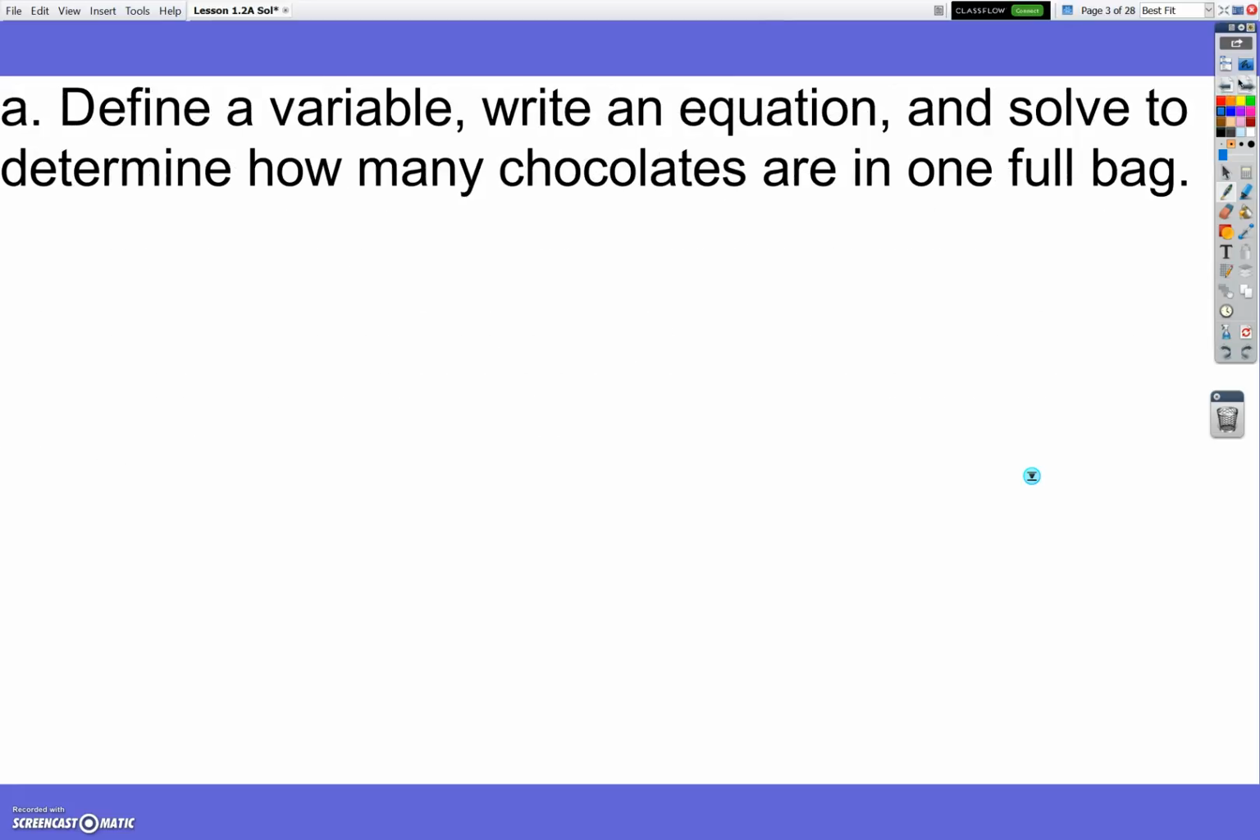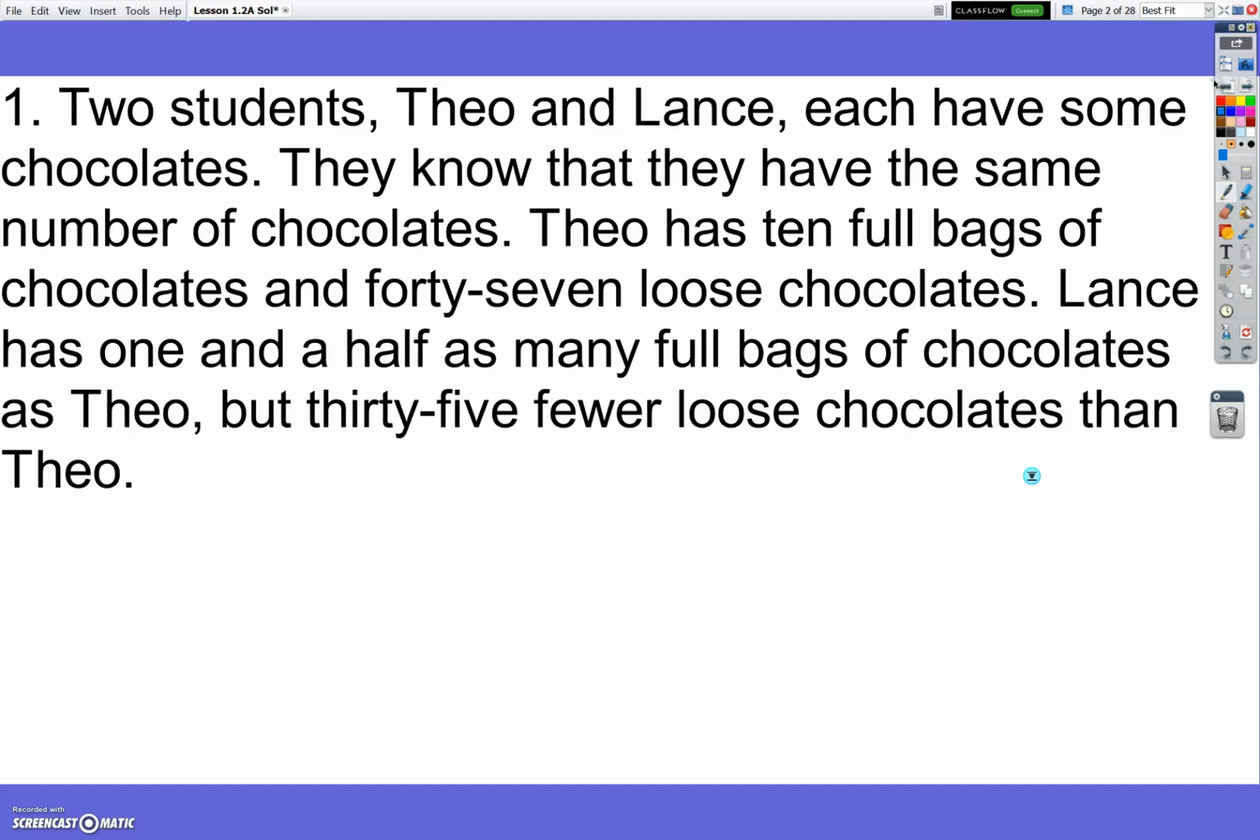Alright, so let's go ahead and look at what this is saying. So it's basically saying each people have a certain amount of bags of chocolate. We don't know how many bags are in the chocolate, so we're going to put X as my variable. Now loose chocolate are just single pieces of chocolate that they got lying around. And I know they have equal amount of chocolates. So the first thing that we want to do is define our variable, and X equals the amount of chocolate per bag.